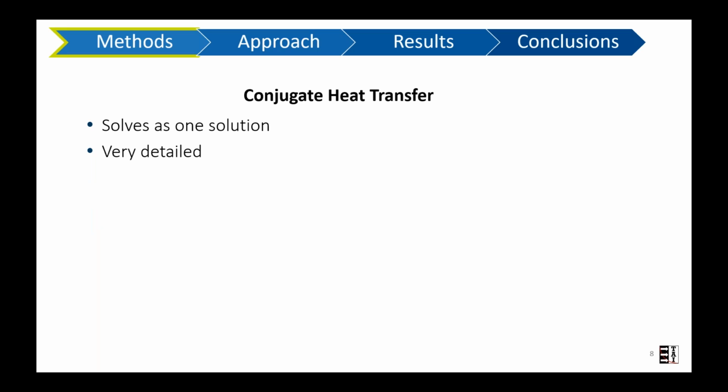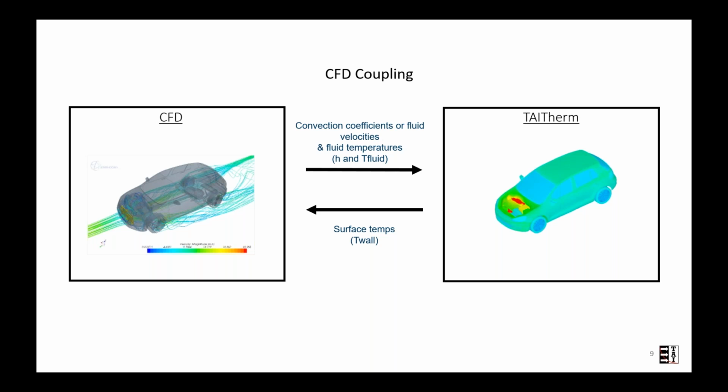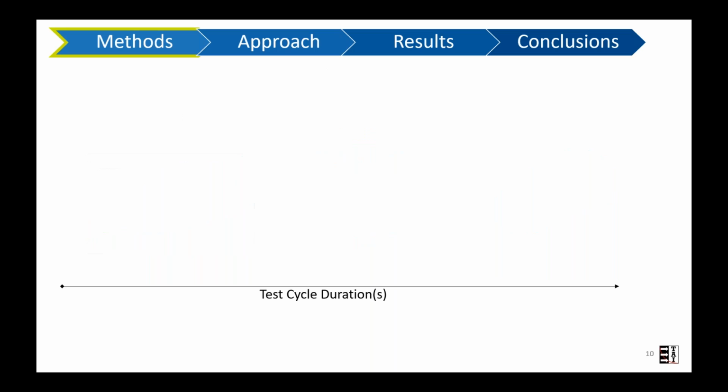This solves as one solution and is very detailed. For this presentation, this will be the baseline that other studies will be compared to. The rest of the studies use CFD coupling. They use titherm to calculate the heat transfer via radiation and conduction, and CFD to calculate heat transfer via convection and advection and predict flow patterns. The titherm model will then pass surface temperatures to the CFD model, which will solve and pass convection coefficients and fluid temperatures back to the thermal model.